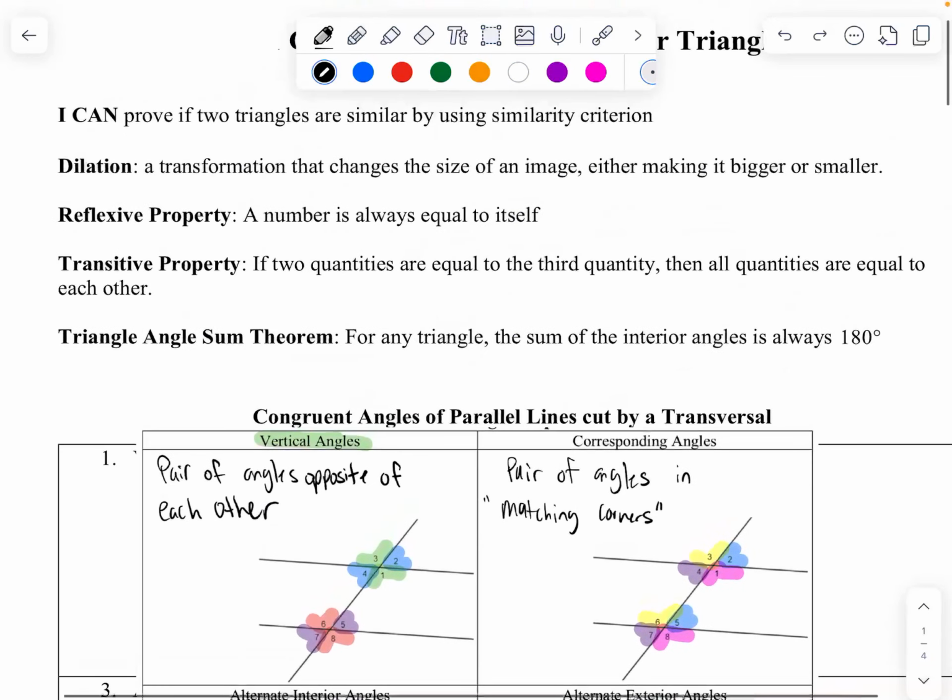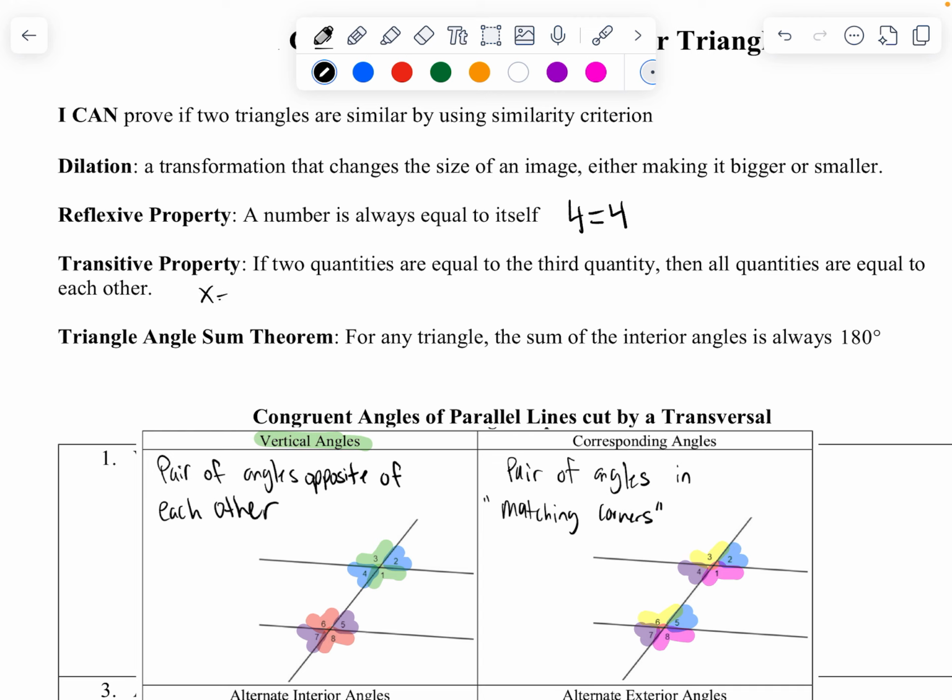All right, a reflexive property is a number is always equal to itself. It's one of those common sense things saying 4 is equal to 4. That is true due to something called the reflexive property. The next is the transitive property, another one of those common sense things.